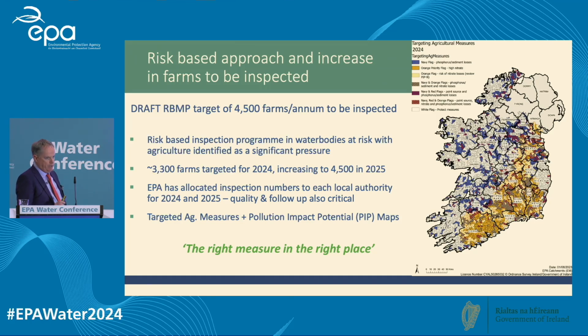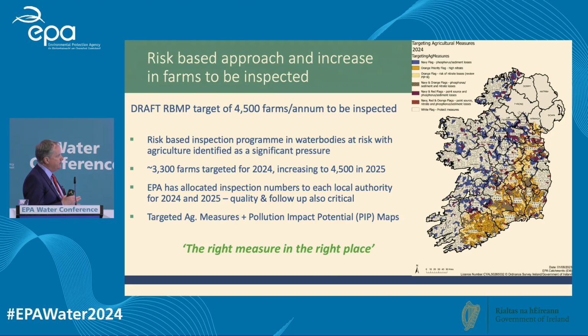It's very much a risk-based programme. So the programme is targeted in water bodies at risk, at which agriculture has been identified as a significant pressure. It's important to stress that. We're very fortunate that the catchments unit within the EPA has developed this very effective targeted agricultural measures map. It's been updated, and again, it identifies those water bodies at risk where agriculture is identified as a significant pressure. And that has been updated in recent times as well to identify the pollutants of concern in each of those water bodies.